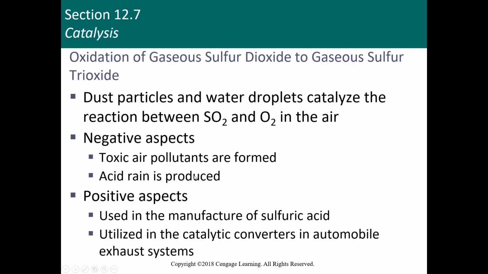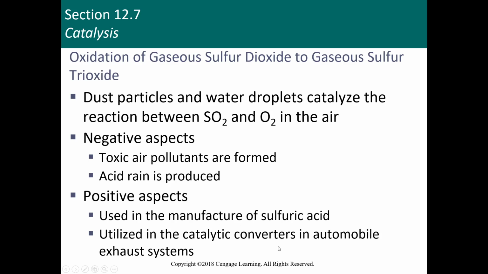If you look at any old stone buildings, especially limestone buildings, you will see they're rounded and many of the details have been destroyed by acid rain. The positive aspect of this is that it can be used in the manufacture of sulfuric acid. Sulfuric acid is one of the industrial components we need to make many of the products around you. It actually is very useful. It's a catalyst in hundreds of reactions.